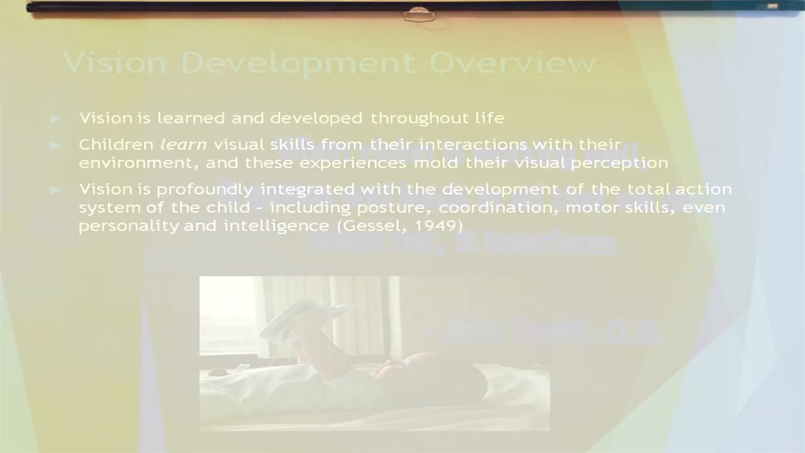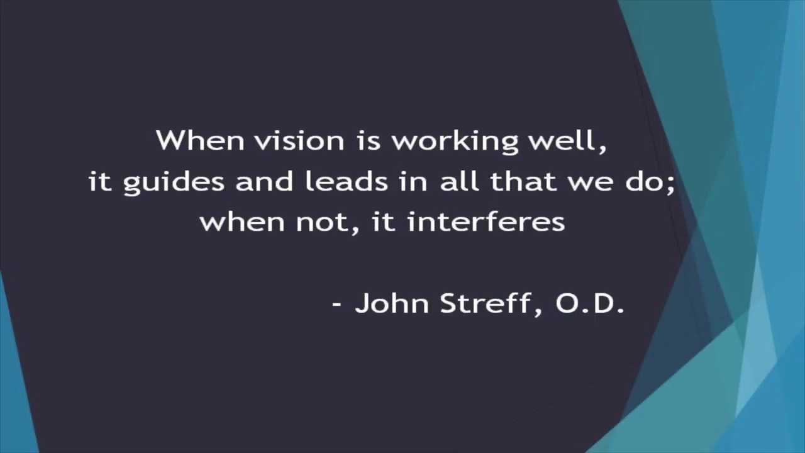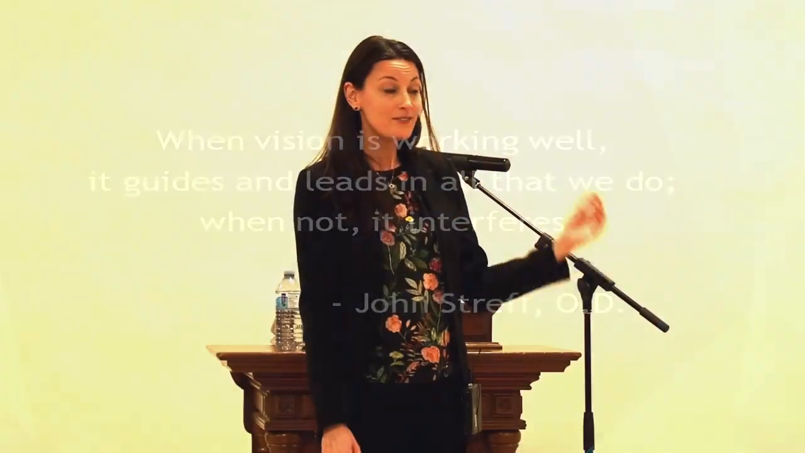So I want to start with this quote by John Streff, who's an optometrist who did behavioral optometry in the States his whole career and passed away in 2010, I believe, and he pegged this really well. And it'll make sense by the end. So when vision is working well, it guides and leads in all that we do. When not, it interferes. So not only when it's not working, it's not helping us, it actually makes things worse. So we'll go through why that is and how to find the signs of visual problems.